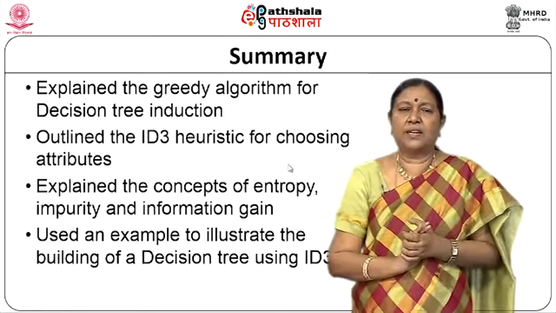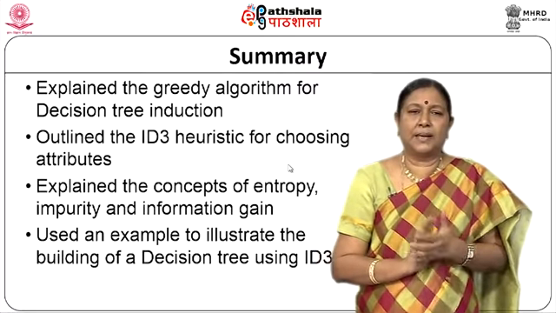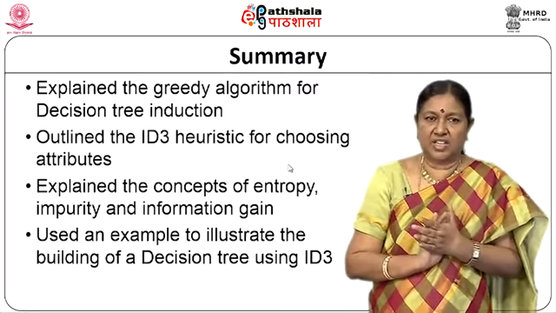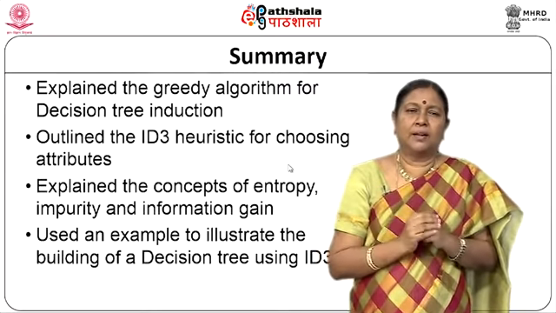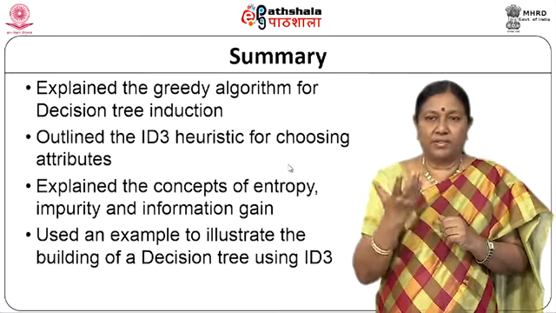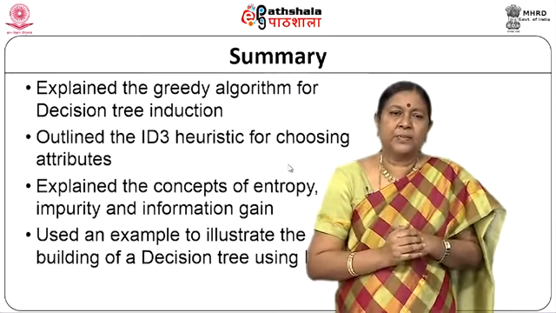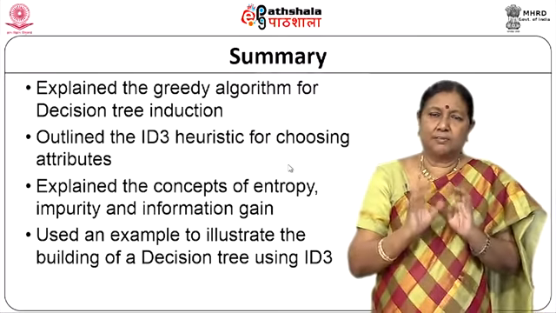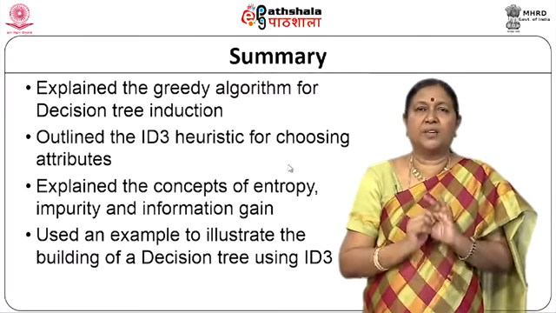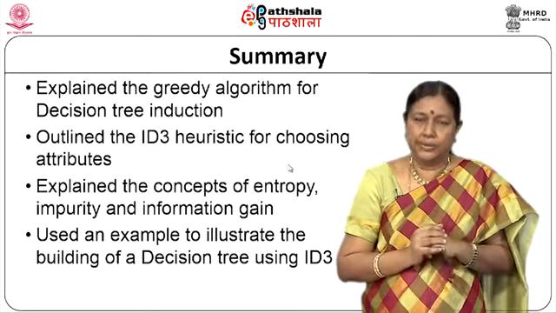The summary of what we covered in this particular module is that we explained the greedy algorithm for decision tree induction. We outlined the ID3 heuristic, which is used for choosing an attribute. Remember what we did: we found the entropy and we found the information gain. Then we explained the concepts of entropy, impurity and information gain, and we used a complete example to illustrate the building of a decision tree using the ID3 heuristic.